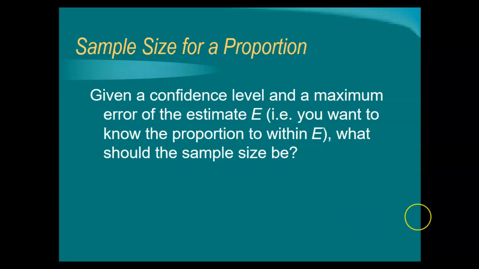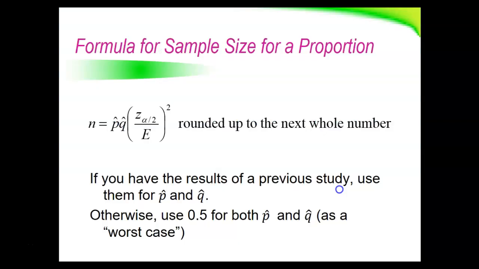So based on your answers to those two questions, here's how you decide how big the sample size has to be. The formula for sample size for a proportion looks like this. n equals p hat times q hat times (z sub alpha over 2 over E) squared. And then just like with sample size for means, this usually won't give you a whole number answer, and you have to round that up to the next whole number. You have to have a whole number of people in your sample.